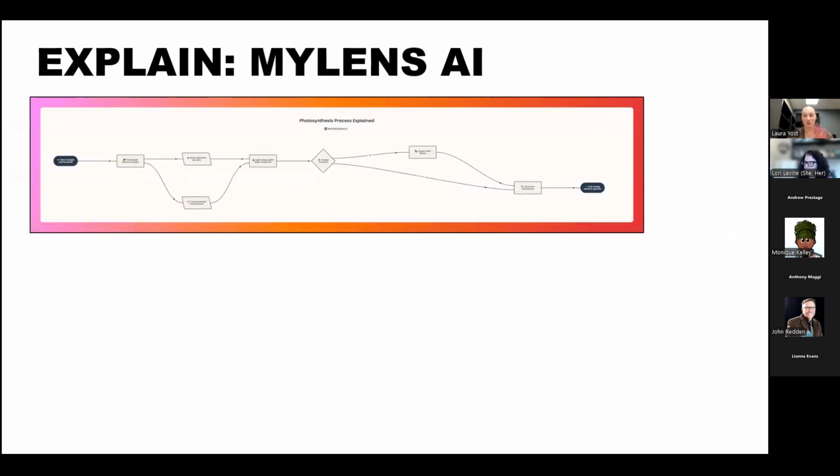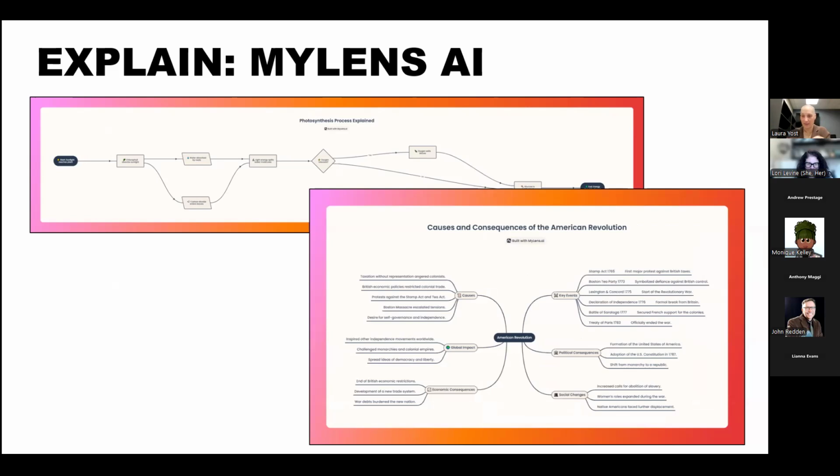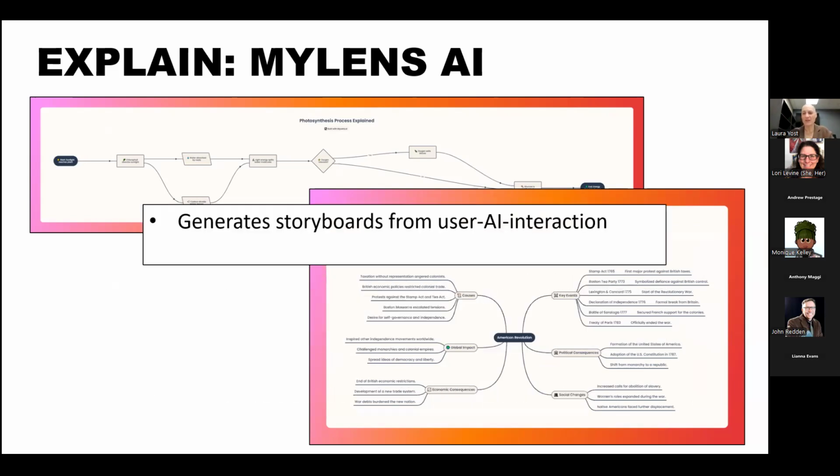MyLens AI is wonderful. This will create visual representations of information. So what we have here is a flow chart, and I typed in the process of photosynthesis, and this is the downloadable image that is created. So it will create this storyboard, as they call it, and then you can download it. It also does mind maps, so you can have students working with very complex scientific theories, historical theories, whatever you'd like, and that's really the basic purpose of MyLens, is to present content to you visually. They refer to these as storyboards.